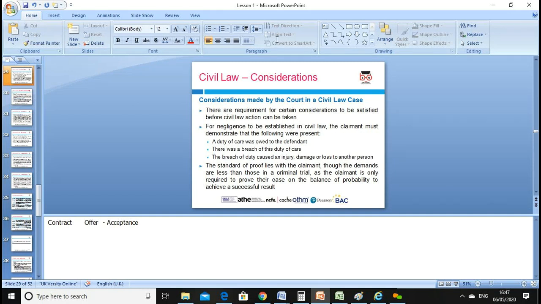Yes, can be. So we can say any contract needs an offer, there needs to be acceptance, yes? There needs to be consideration too. Consideration, yes.